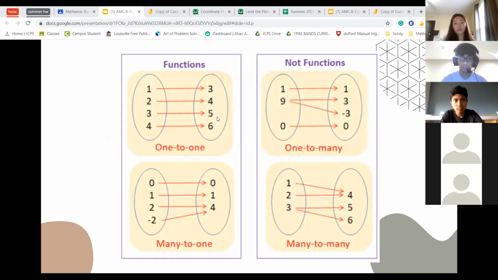So this is just a chart that shows an example of some points. Oh, what did I do?